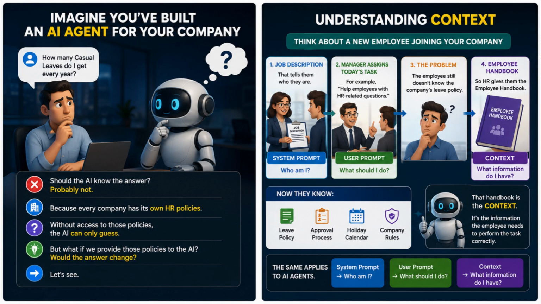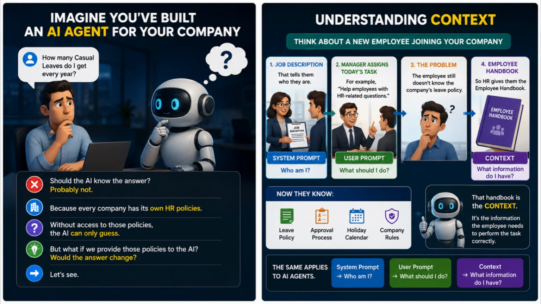Let's find it out. Imagine you have built an AI agent for your company. And now an employee asks, how many casual leaves do I get every year? Should the AI know the answer? Probably not, because every company has its own HR policies. Without access to those policies, the AI can only guess. But what if we have provided those policies to the AI? Would the answer change? Let's see.